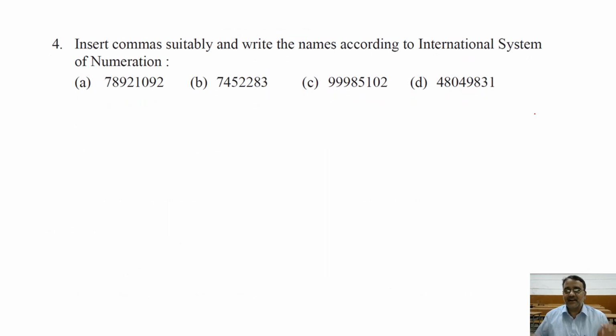This is very easy. After every 3 places of digits we have to put a comma from right to left. So 1, 2. So this is million. Okay, 78,921,092. Here also we put a comma after 3 places. 7,452,283. And next we are putting a comma after 3 digits. 99,985,102. Last one.